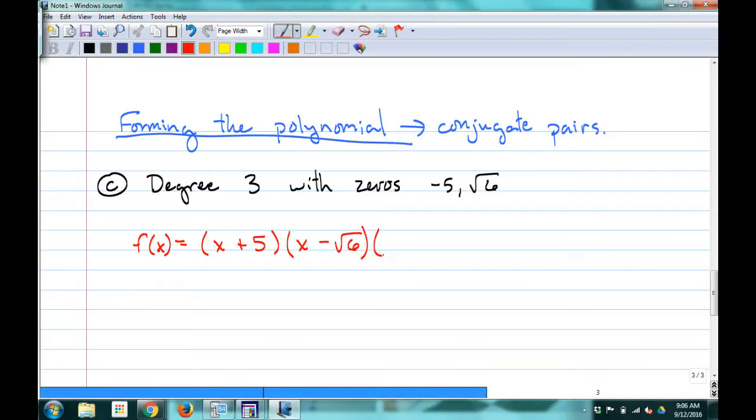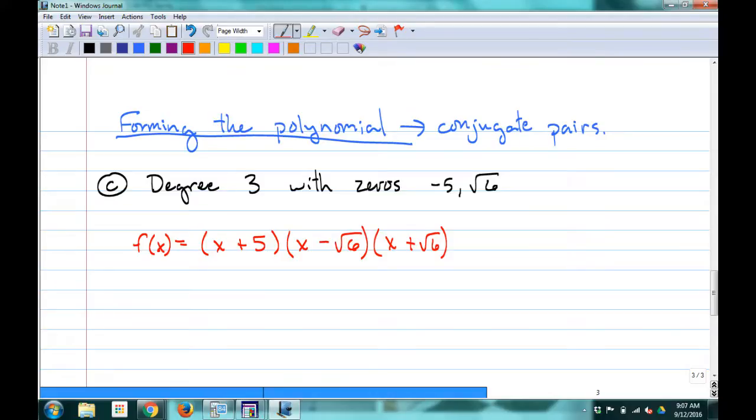But anytime we see that radical or anything with an i in it, we got to know it's got a pair that goes with it. So the other factor that goes with that is x plus the square root of 6. So the 0 they don't tell us about, but we should know it exists, is the negative square root of 6. Now that's the factored form of that.